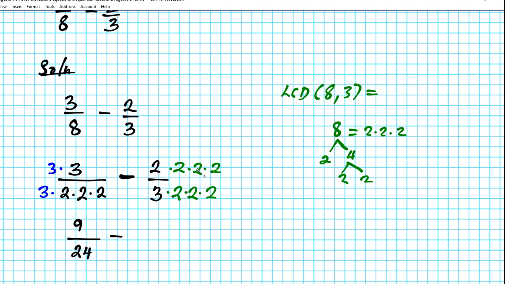Minus 2 times 2 is 4 times 2, 8 times 2, 16. And then 3 times 2 is 6, 6 times 2 is 12, 12 times 2 is 24. The LCD of 8 and 3 is 24.